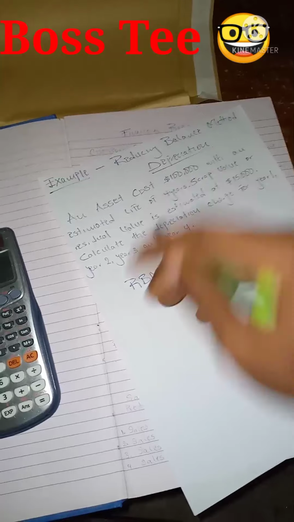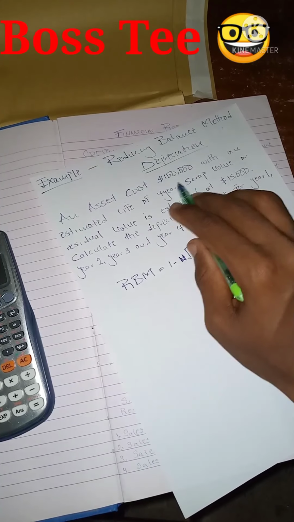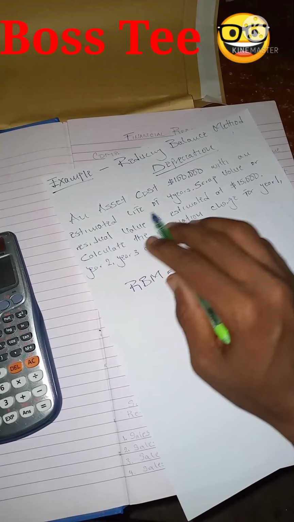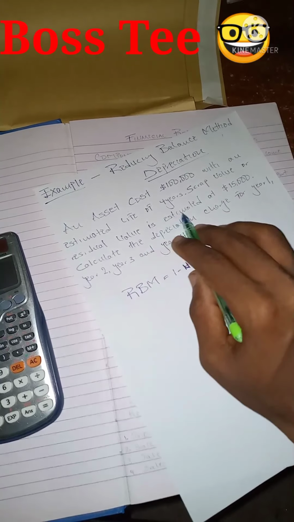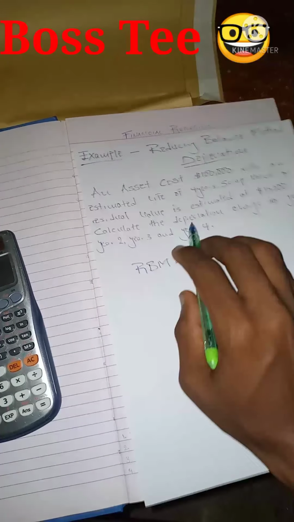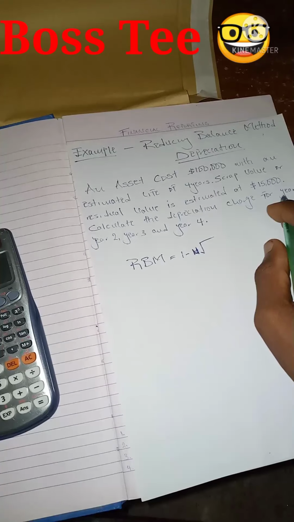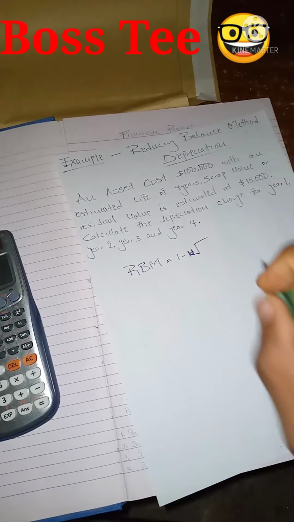There is a question. It says an asset costs $100,000 with an estimated life of 4 years. Scrap value or residual value is estimated at $15,000. We have to calculate the depreciation charged for year 1, year 2, year 3, and year 4.